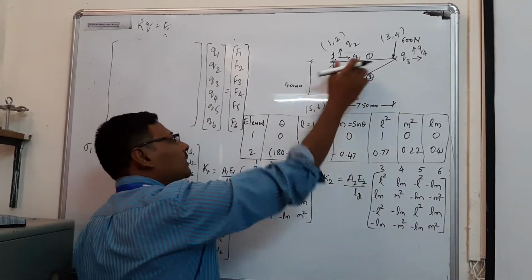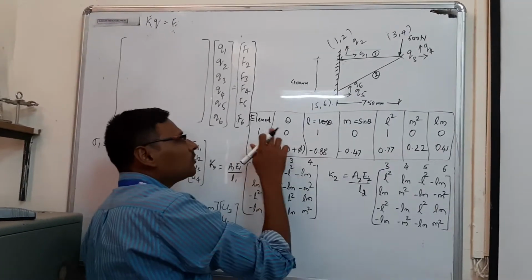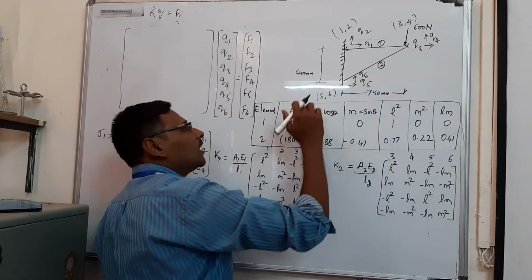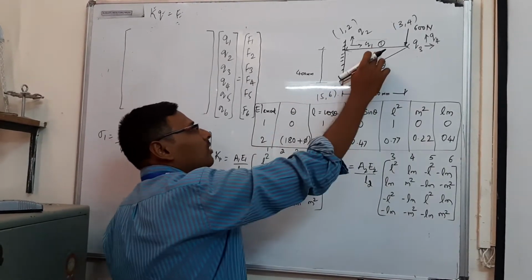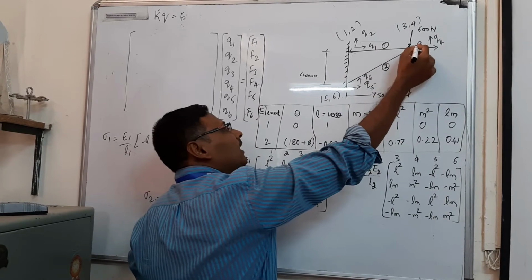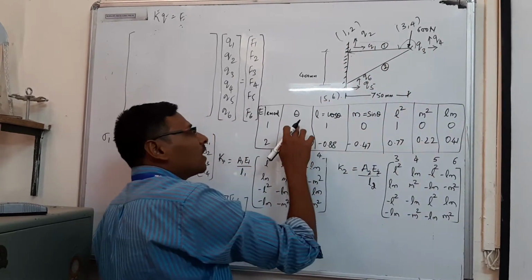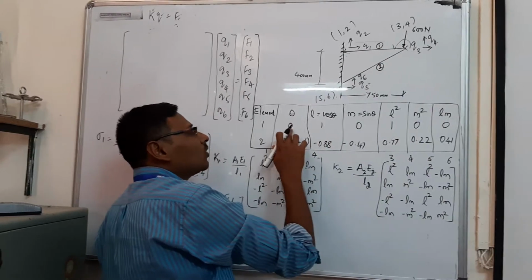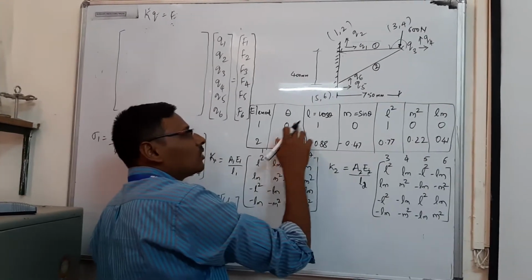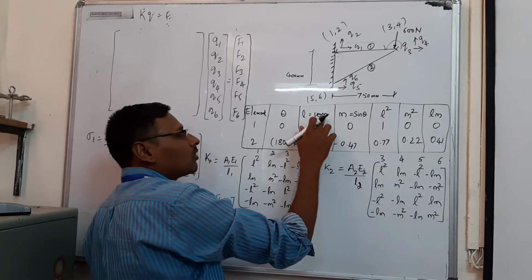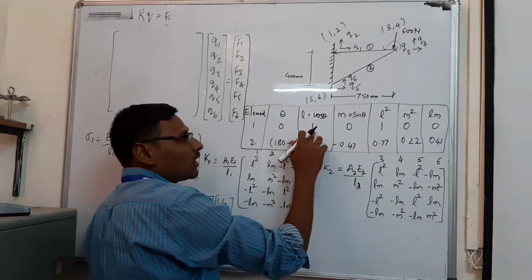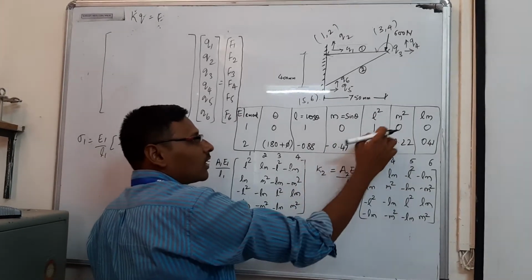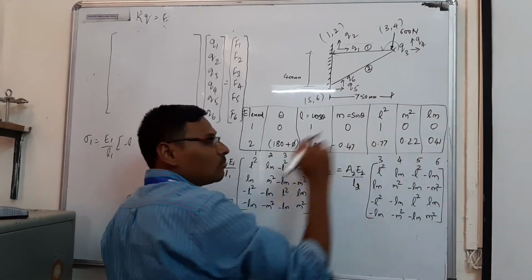So first let me consider element 1. Always we need to find the angle of each element with respect to the horizontal position. Element 1 is at an angle of 180 degrees or 0 degrees, we can consider 0 degrees, so theta will become 0. l is given by cos theta, cos 0 is 1, and m equals sin theta, sin 0 is 0. l square will become 1, m square is 0, then lm will be 0.